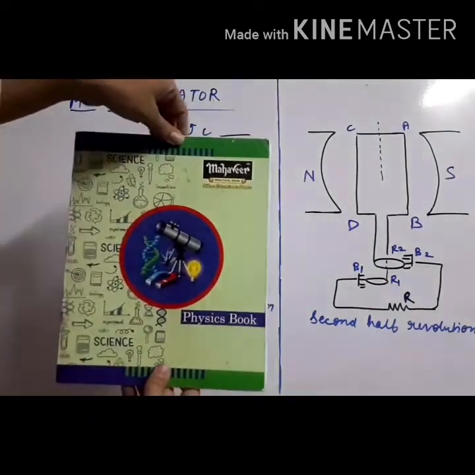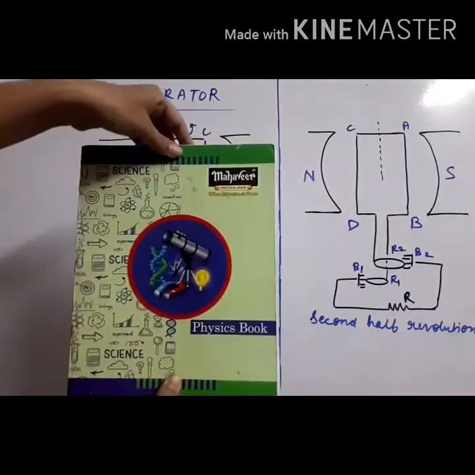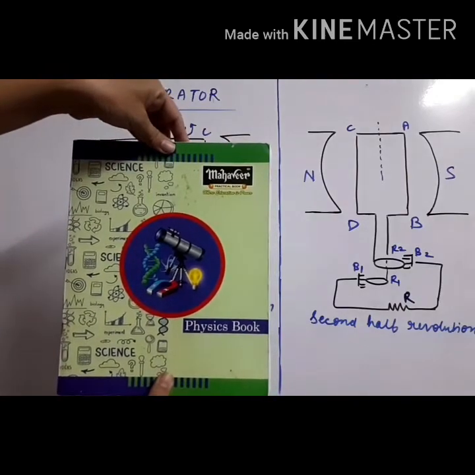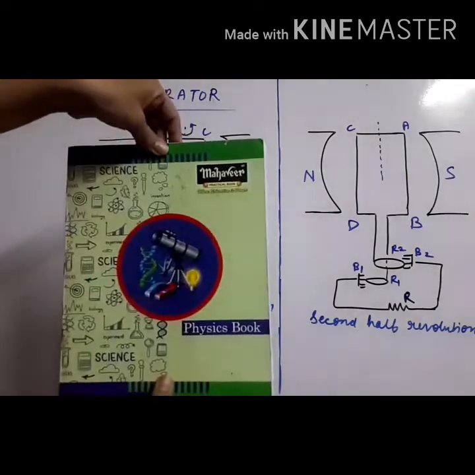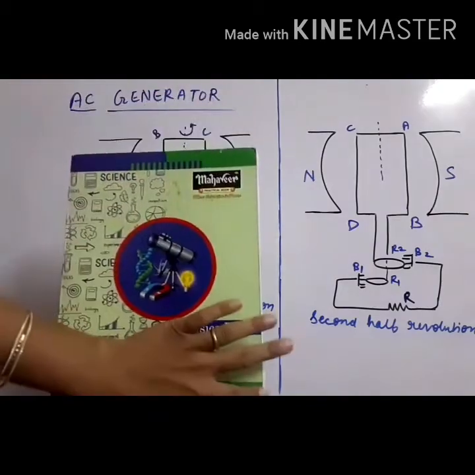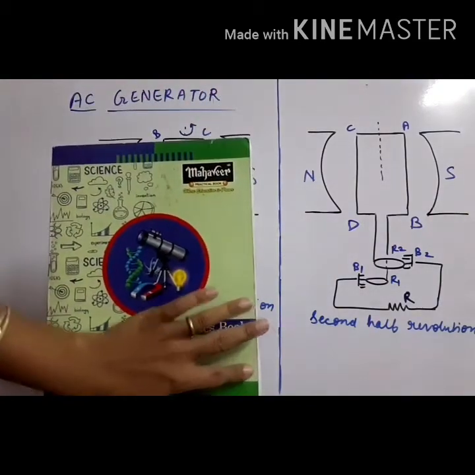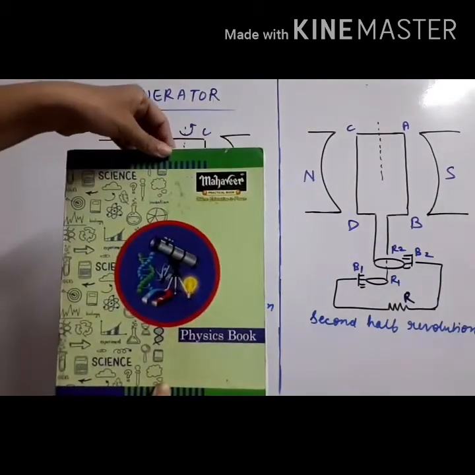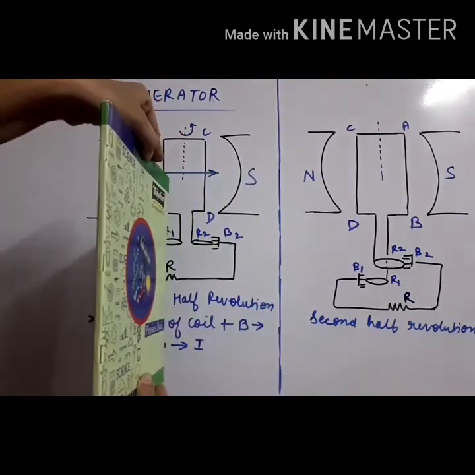Okay, this way. This CD part is rotated inwards. Okay, just see it again. This is our CD portion. We will focus on the CD portion just now. This CD part of the coil is rotated inwards.